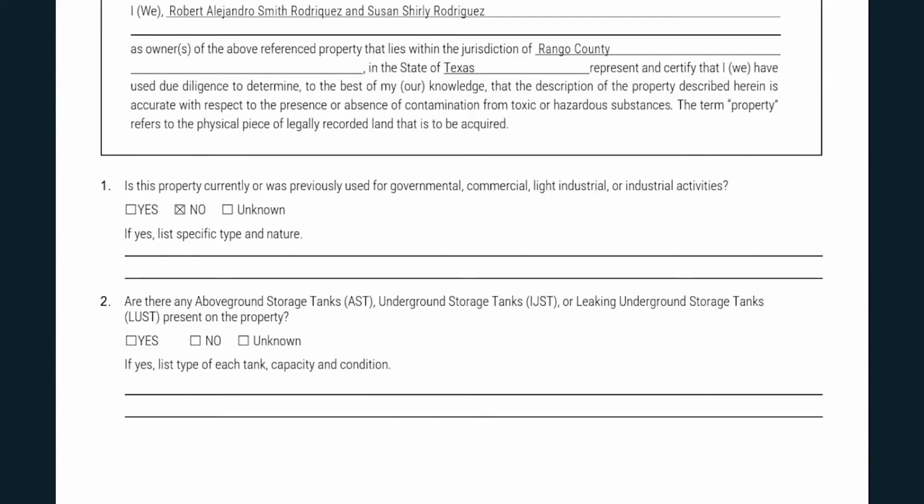The presence of these tanks on the buyout or acquisition property will necessitate additional environmental regulations and mitigation measures for demolition and must be identified on this form. In addition, the form specifically asks for leaking underground storage tanks, as these will require additional measures and cleanup. The applicant should check yes, no, or unknown. If the answer is yes, the applicant should list each type of tank, capacity, and condition.